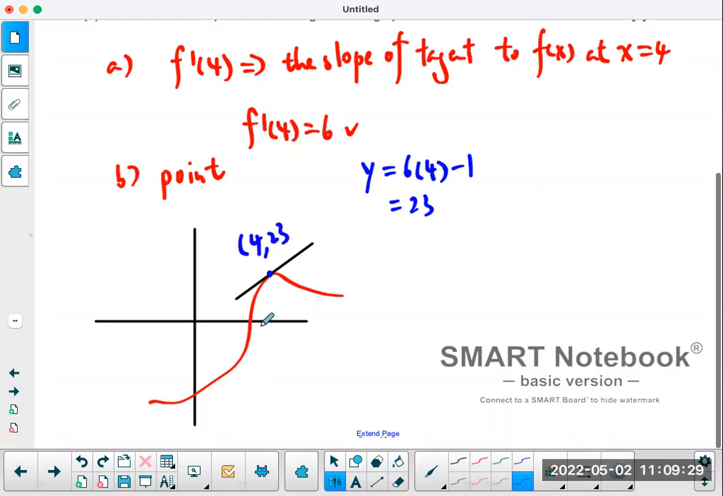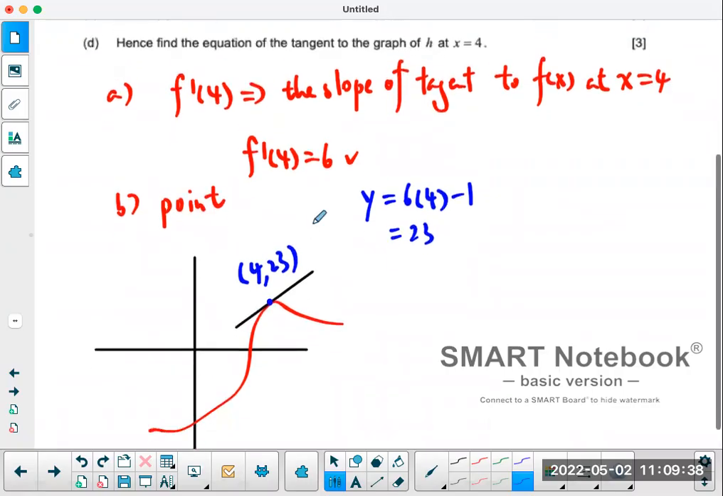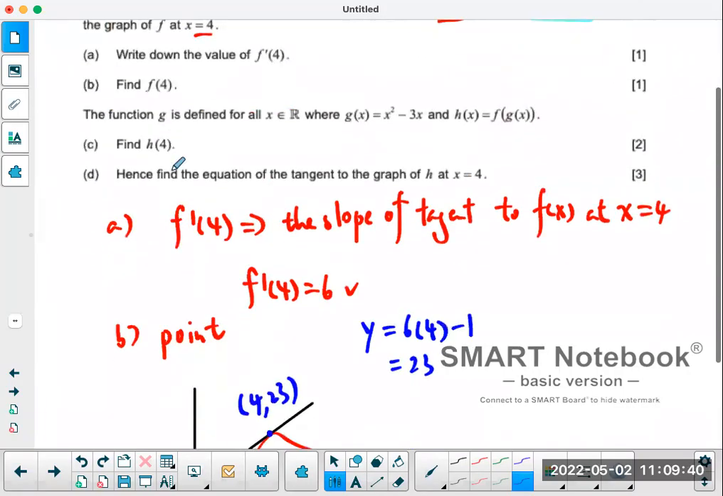Because this point is a point on this line, that same point is also on the curve. The slope of this curve is 6. Right? So part B, they say, what's f at 4? Well, f at 4 is just 23.